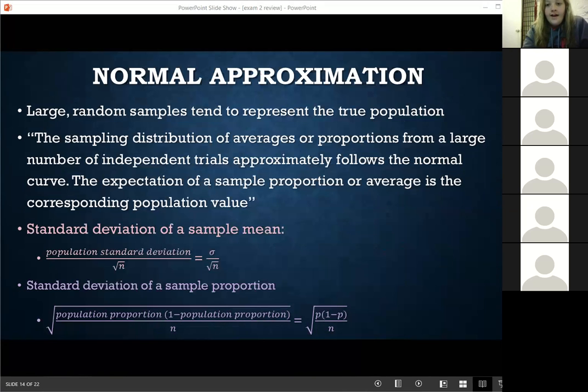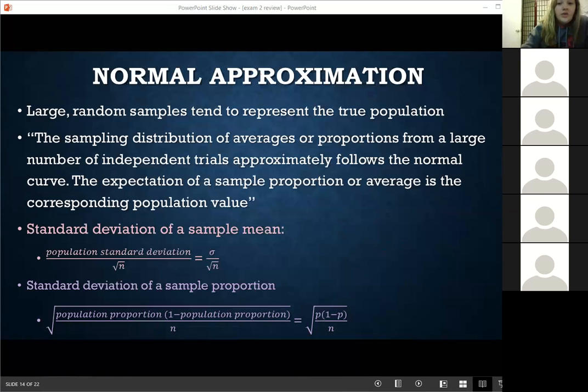And then our sampling distribution of averages or proportions from a large number of independent trials is basically saying that it's going to be approximately normal if your sample is representative of the true population. So that's a definition of normal approximation, but it's basically saying that if we take samples over and over again, they're going to approximately follow the normal curve, and then we are able to make inferences about our sample statistics and how accurate they are to our population parameters. So that's the main idea there.